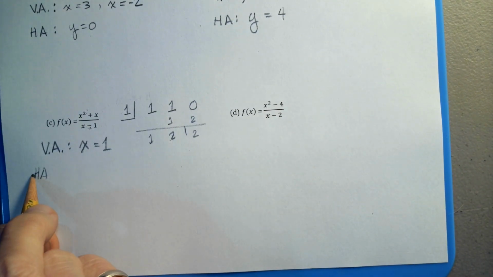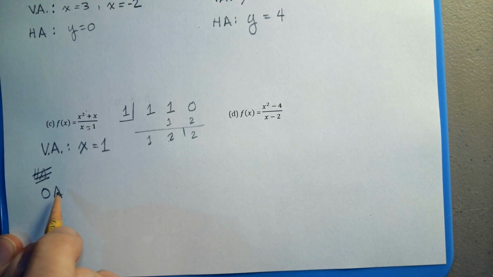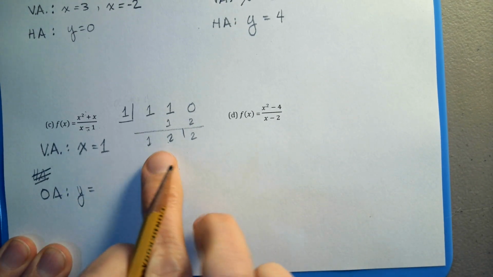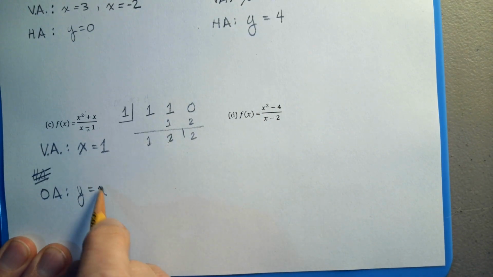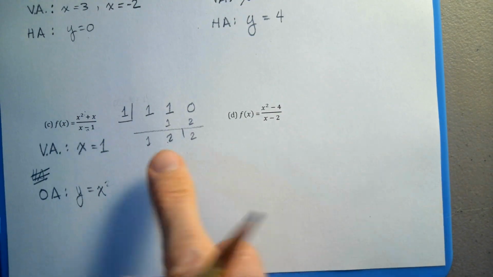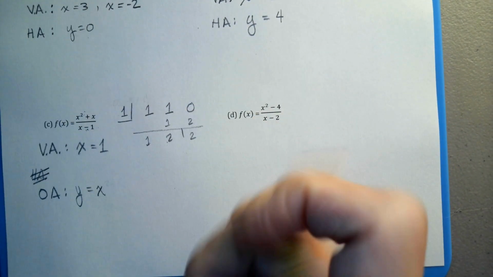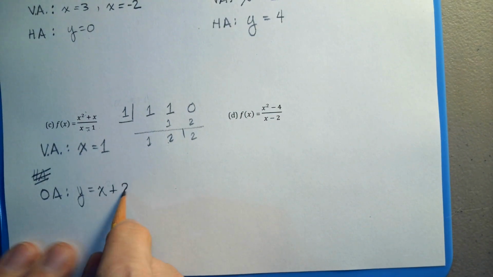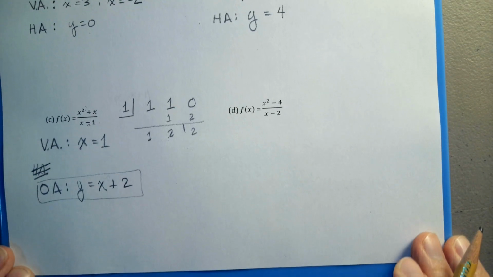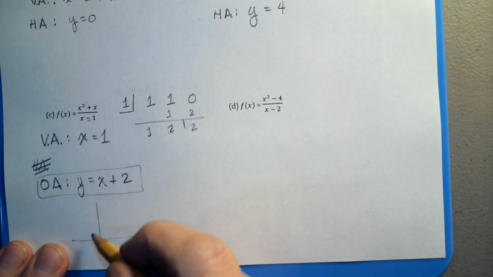So the horizontal asymptote, actually it's not horizontal, it's an oblique asymptote, right? The oblique asymptote will be y equals, and write this equation, not x squared, just x to the first power. So x plus 2 is the equation of the oblique asymptote. Okay? And we'll practice graphing those, but that's going to be x plus 2.